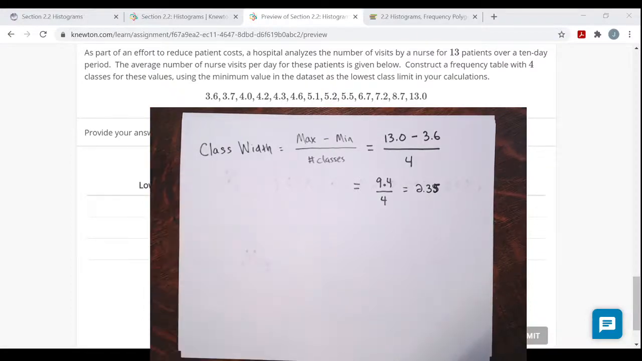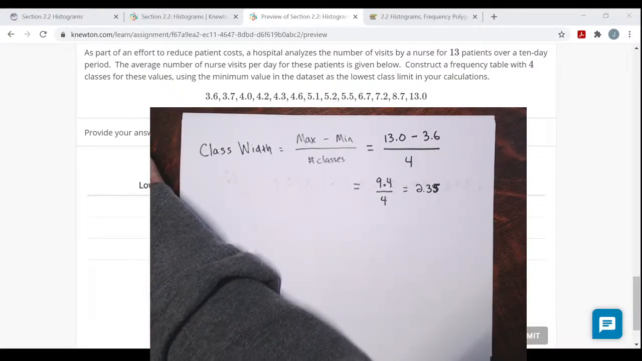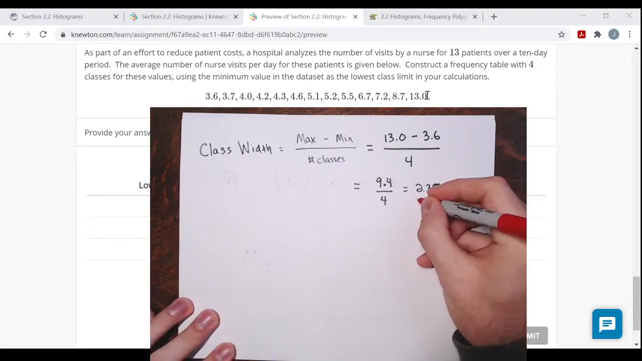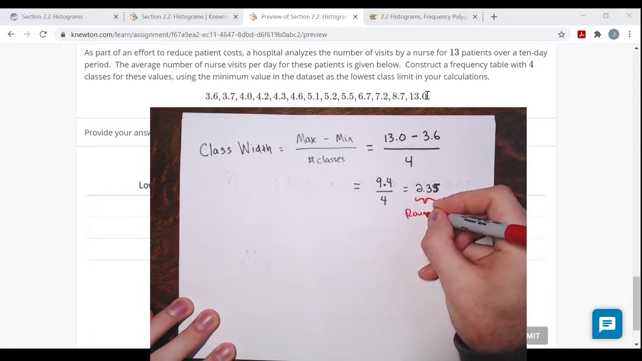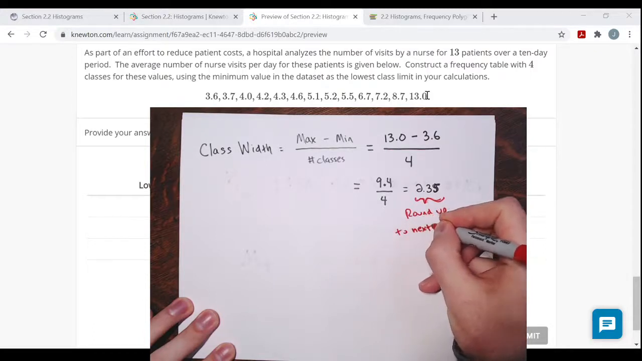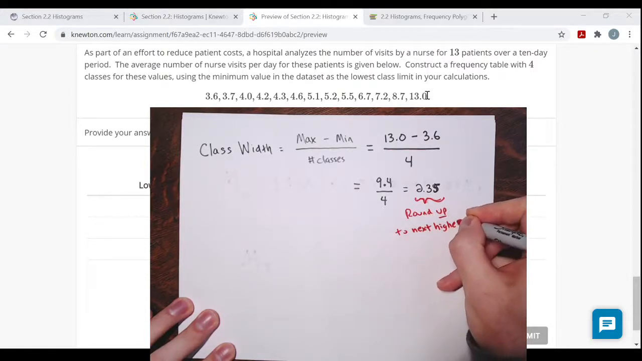Remember I said we're going to bump this up. All the data you see are to 1 decimal place. The most decimal places any of these data values go to is 1 decimal place, the 10th place. So we're going to bump this up. I'm going to round this up to the next highest 10th because of the data.